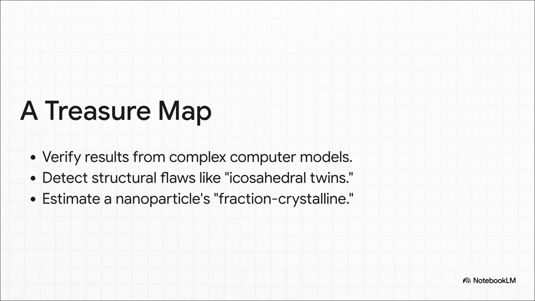So when you put it all together, this simple calculation really is a treasure map for scientists. It lets them double-check their big computer models super fast. It helps them spot tiny structural flaws, because if the patterns they see don't match that 55, 15, 30% probability, they know something might be different about that crystal structure. It even helps them estimate how much of a nanoparticle is perfectly formed.